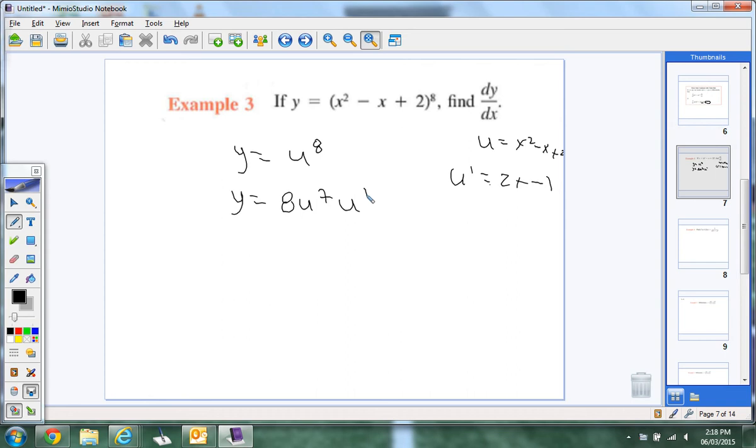So now when I plug everything in, this is what I get: 8 times x squared minus x plus 2, to the 7th, times 2x minus 1. And that's as far as you can go. Now, if they gave me something to evaluate at, I could. But that's as far as you'll go.